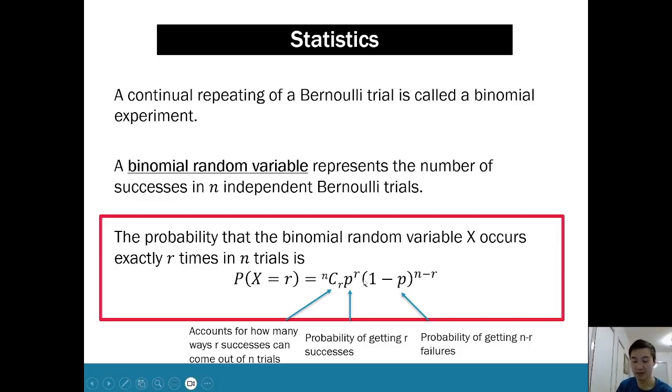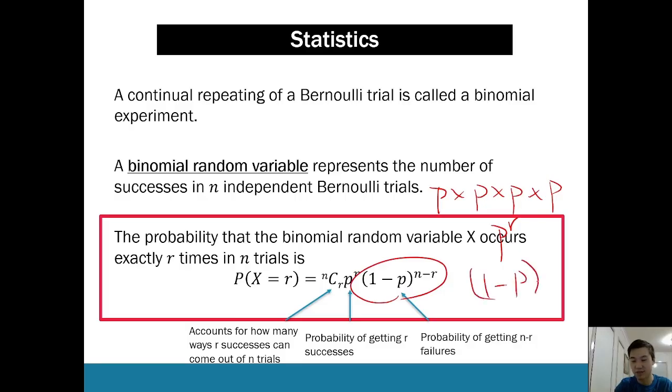Then we want specifically r successes, so the probability of getting a success is p. If we do that r number of times, it'll be p times p times p, so p to the power of r. But we also want n minus r failures. The probability of that occurring is 1 minus p, so 1 minus p times 1 minus p, etc. So we'll get 1 minus p to the power of n minus r.